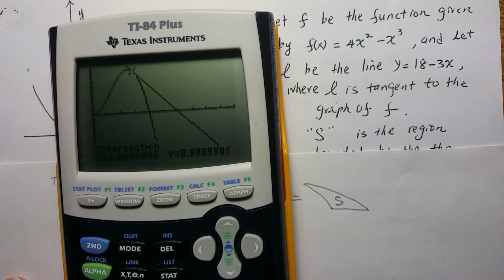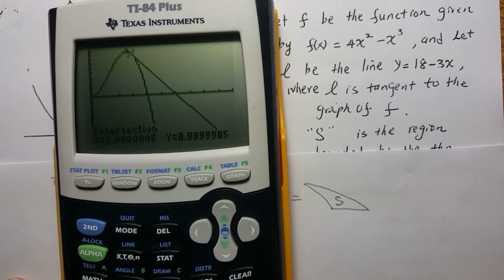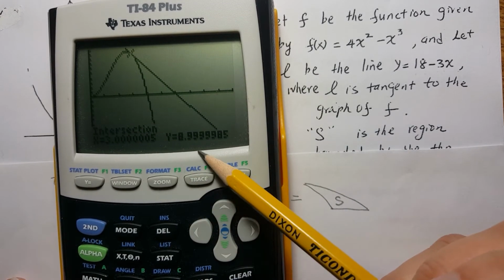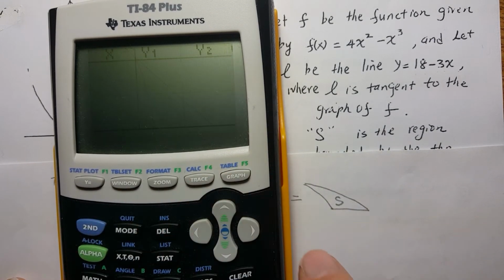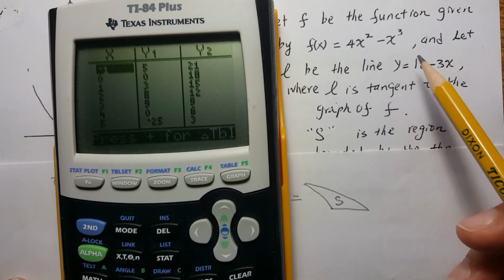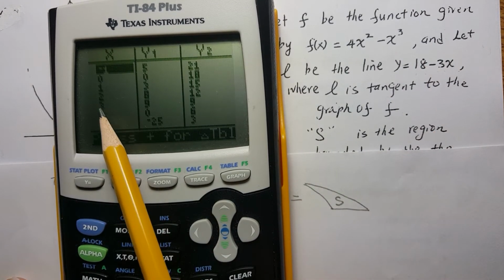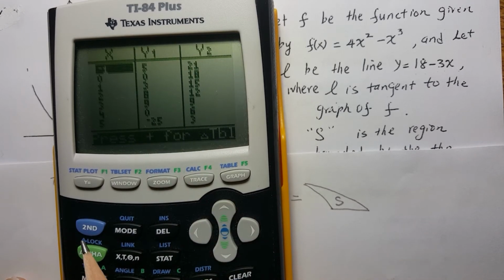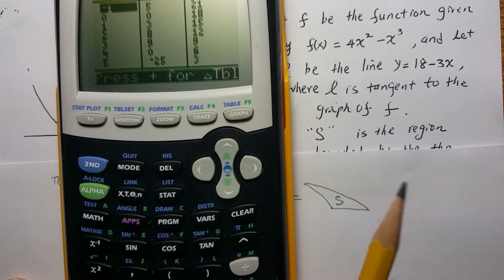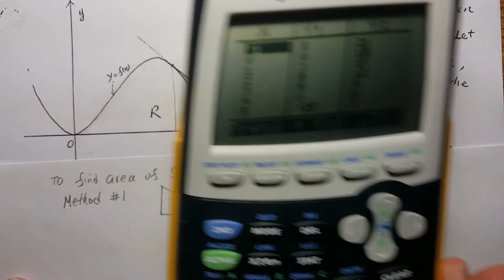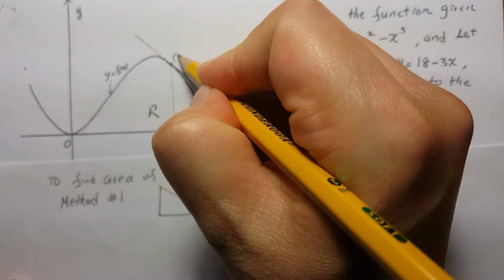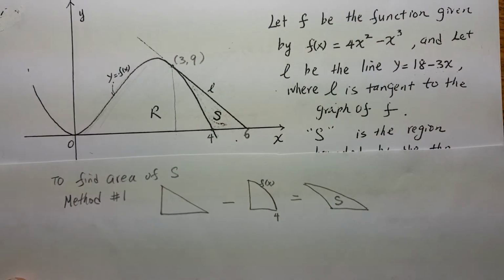It gave me 3.0005. So we know that our calculator has a limitation. If this is 3.0005 and this is 8.989, should it really be an integer? So the quick check is using the table, if I don't want to solve it by using factoring. And then over here I get 3, 9. So that means the point of tangency is 3, 9.